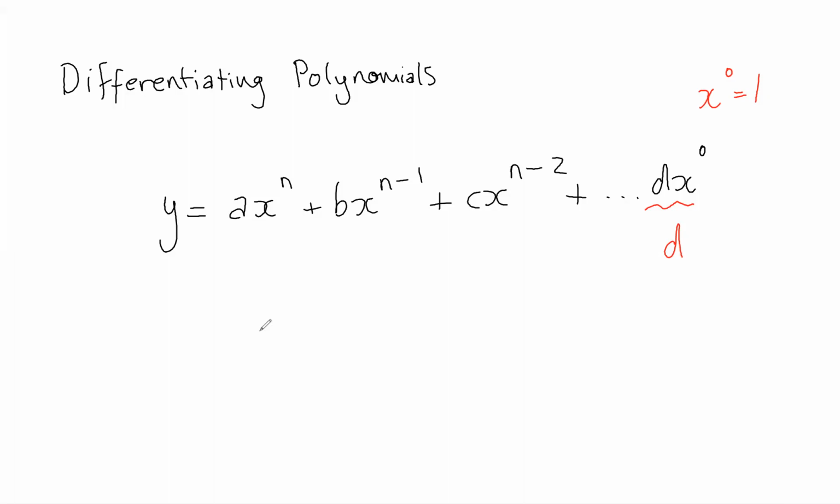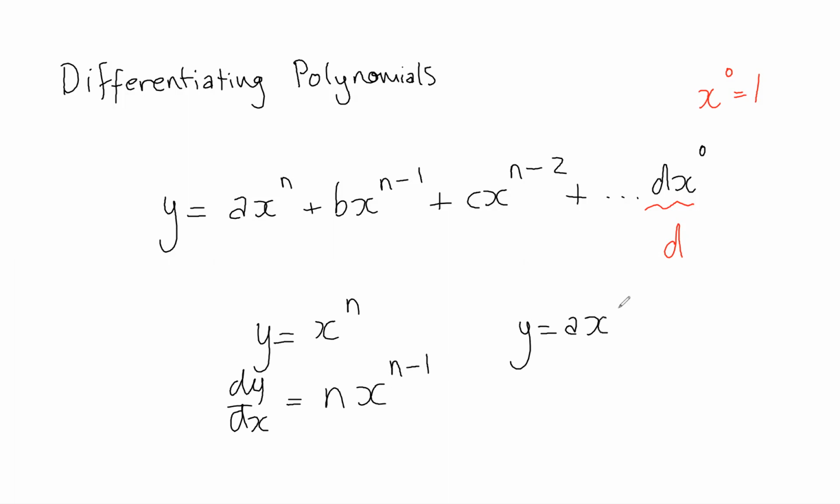Okay, the rules. If you've got y equals x to the power of n, dy by dx is you bring n down and it's x to the power of n minus 1. And if you have y equals ax to the power of n, dy by dx, you times the n by the a at the front. So you bring the indice down and take 1 away from it. So those are the rules.